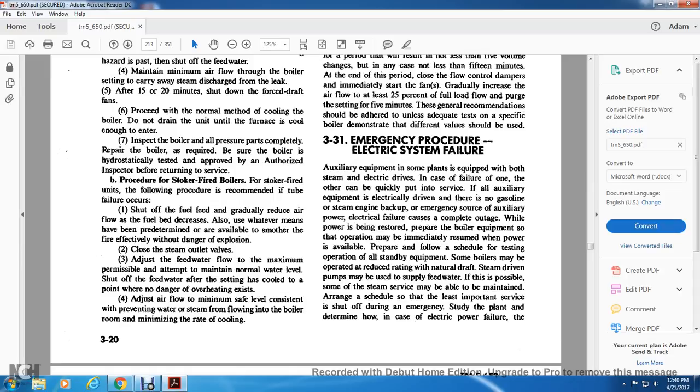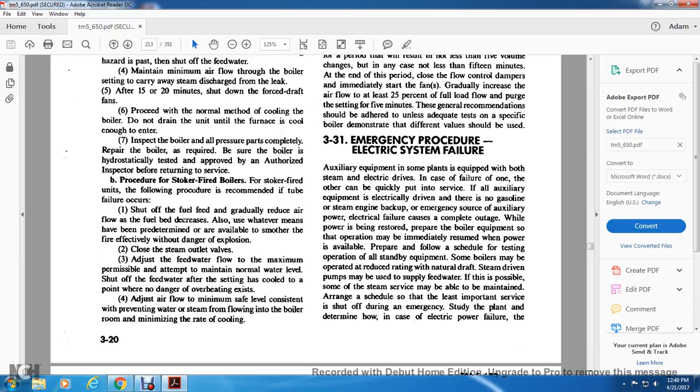Alright, 331, Emergency Procedure: Electrical System Failure. Auxiliary equipment in some of the plants is equipped with both steam and electric devices. In the case of the failure of one or the other, the other is quickly put into service. If the auxiliary equipment is electrically driven, there is no steam engine backup for the energy source of the auxiliary power. The electrical failure causes a complete outage.